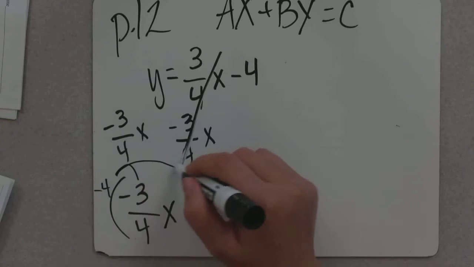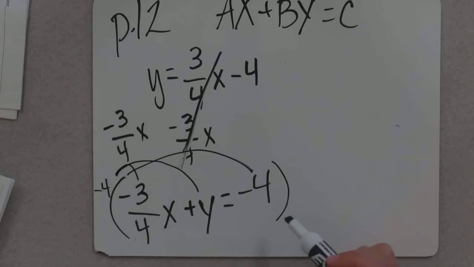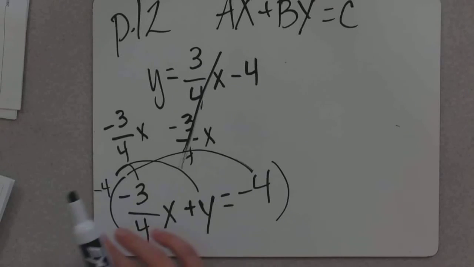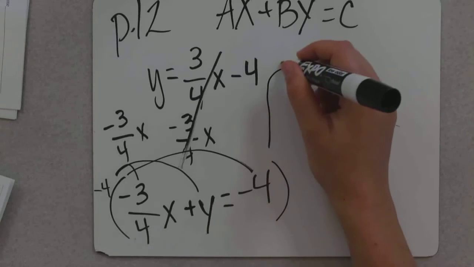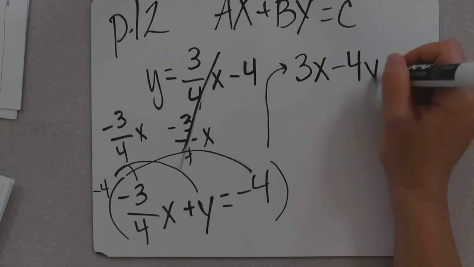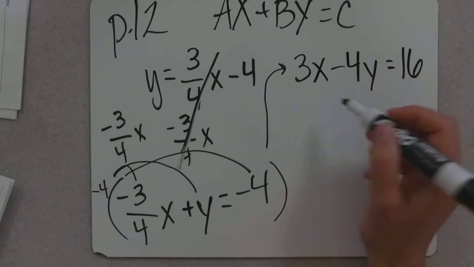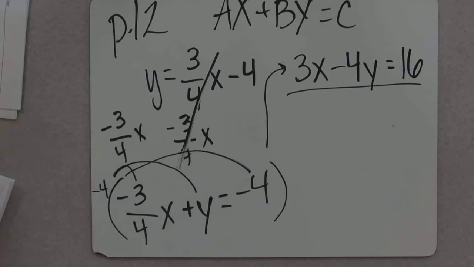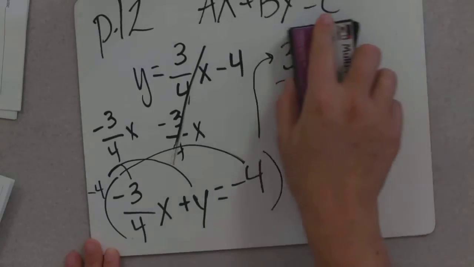Now everything in my equation gets multiplied by that negative 4. I can't just multiply the x value by negative 4, or that would change our equation entirely. This is going to change what our equation looks like, but the value will still be the same. So negative 4 times negative 3 over 4 just leaves you with a positive 3x, then minus 4y, and that's going to equal 16. So there's our equation of the line in standard form. Okay? So let's do example B.